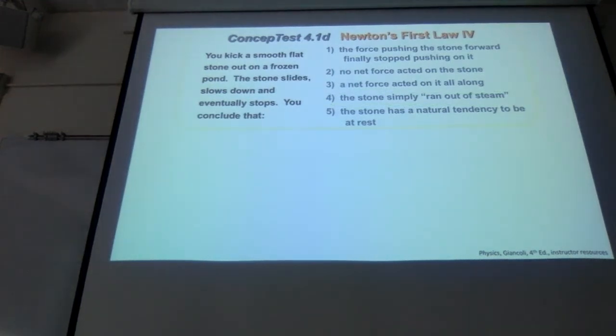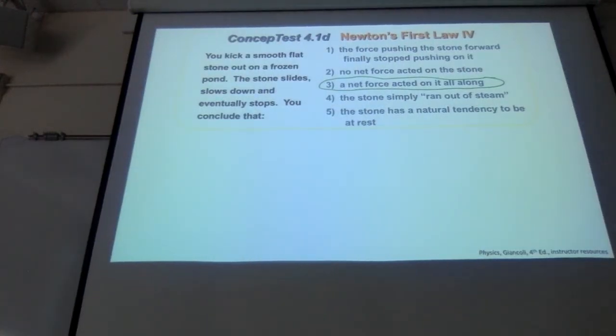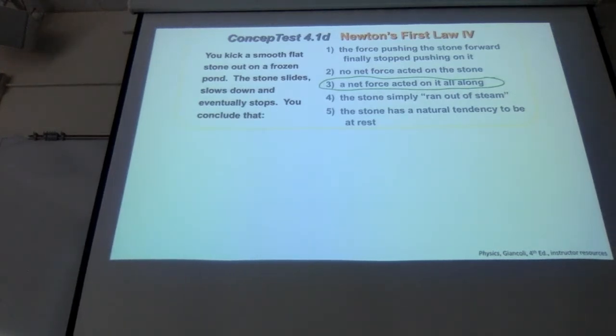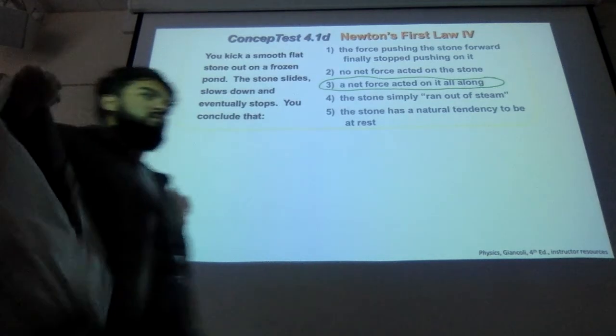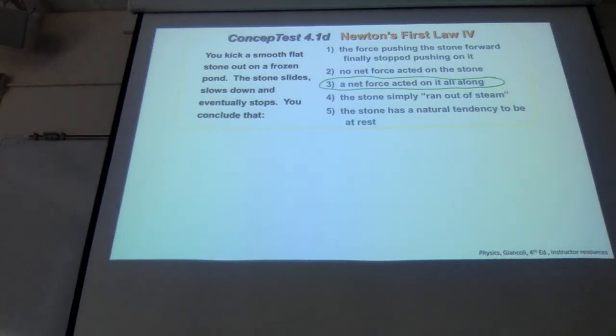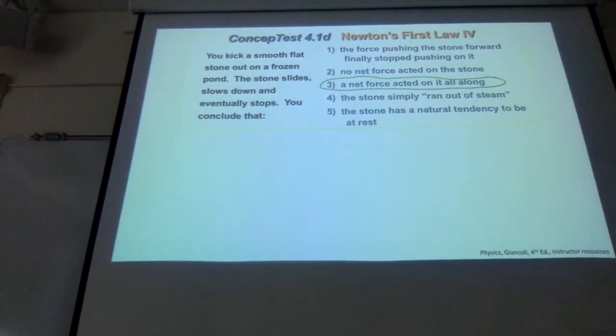In this particular case, we would say a net force acted on it all along to slow it down. Why wouldn't it be 1? That's talking about the initial kick, I guess. The force pushing the stone. There wasn't something pushing the stone the entire time. What's the force that's acting on it all along? Friction. And friction isn't the thing causing its motion. That's already over with. Friction is the thing stopping it.